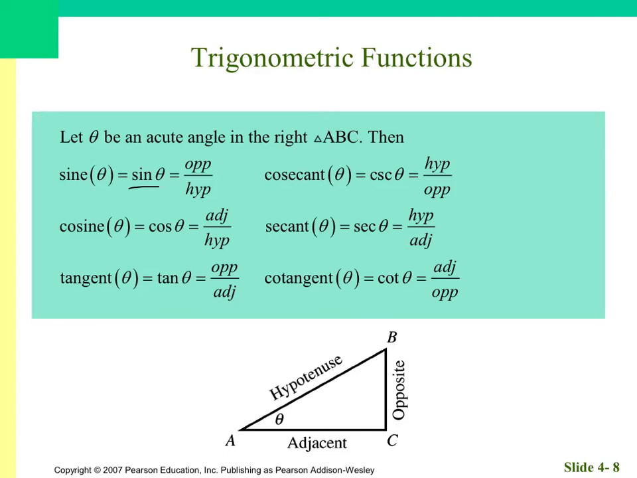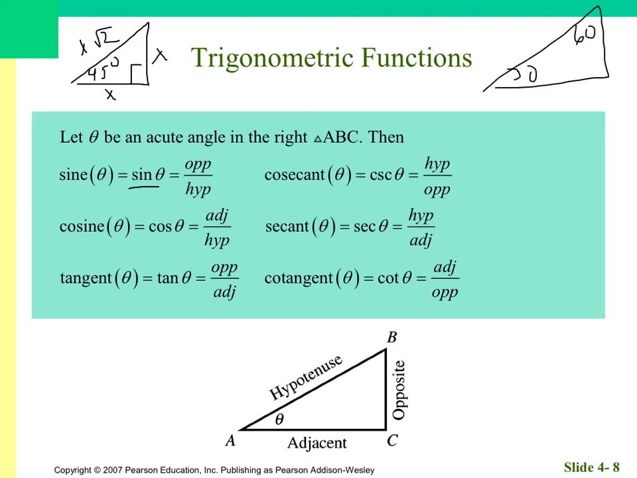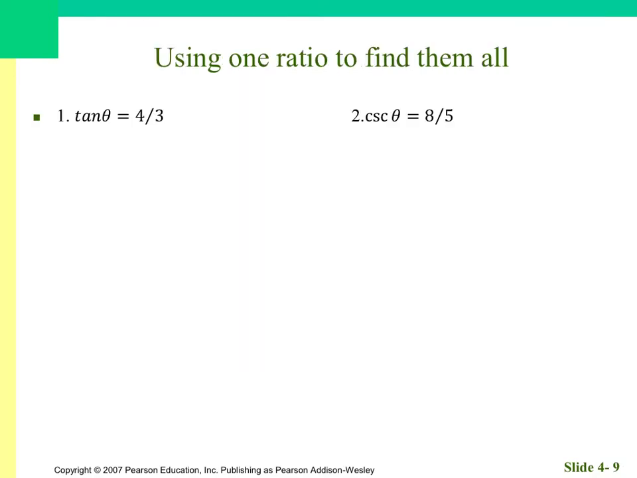Now, real quick, remember, if I do 45, 45, 90, these are the same, and that's times the square root of 2. And then if you did the 30, 60, 90, it's x, x times the square root of 3, and 2x. Those are ratios we need to remember, okay? So using one ratio, find them all, okay?